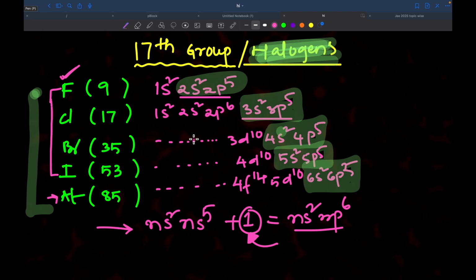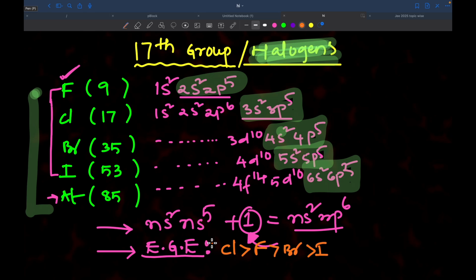You should remember two physical properties. The first one is atomic size. The question will be on electron gain enthalpy, or electron affinity. You must remember its order: chlorine is the most, then fluorine, then comes bromine, then iodine. This is the order of electron gain enthalpy. The element with the highest electron gain enthalpy in the periodic table is chlorine.